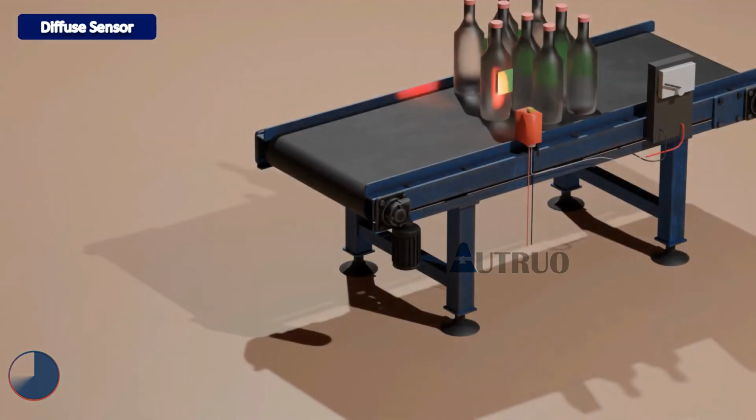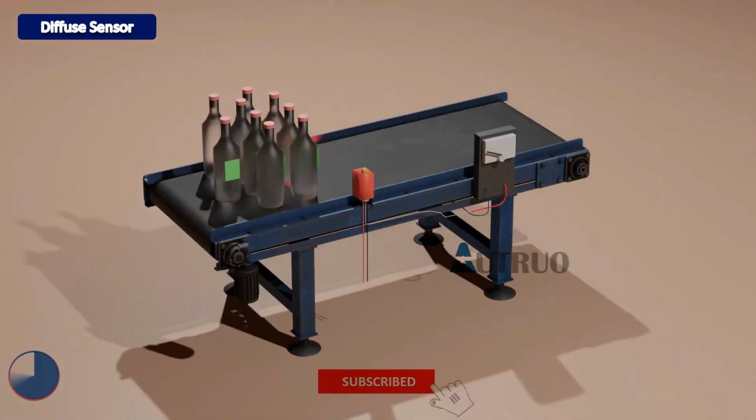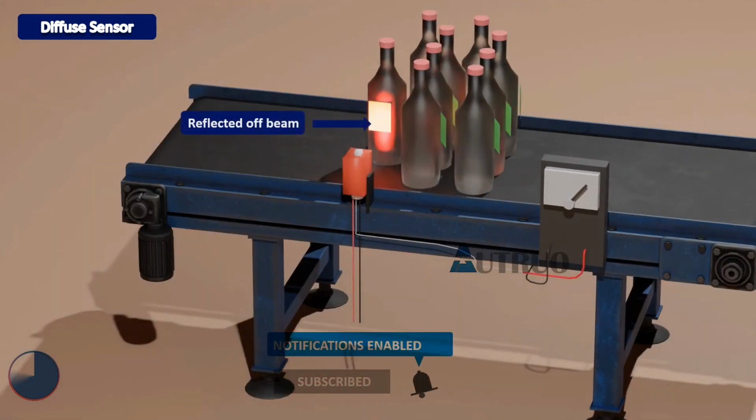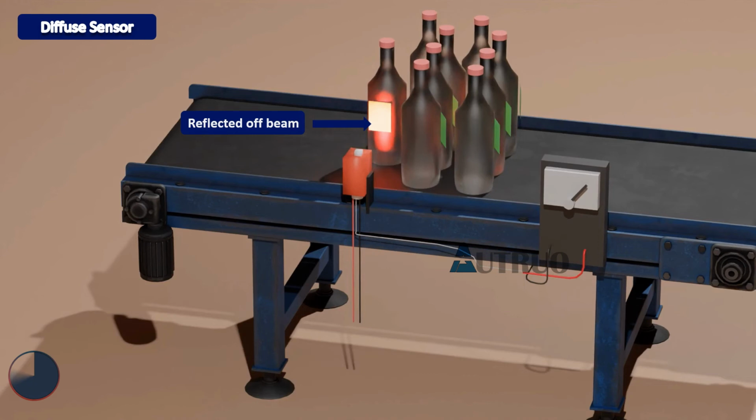Diffuse photoelectric sensor. In this type of PE sensor, the emitter and the receiver are built in the same housing. So for the sensor to work, the beam of light coming from the emitter will be reflected off the sensing object. The reflected beam will travel back to the sensor and it will be received by the receiver.